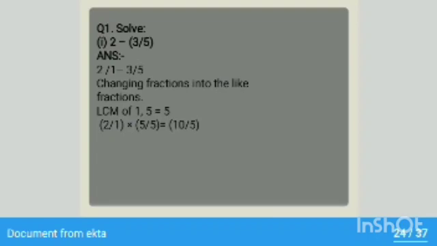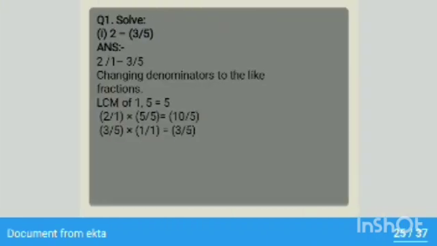Now 3 upon 5, what denominator do we want? We want the denominator 5, because our LCM is 5. So 3 upon 5 will be multiplied by 1 only, because the denominator is already 5. We do not need to multiply by any other number. So it remains 3 upon 5.